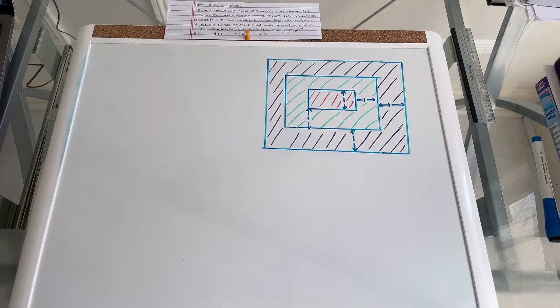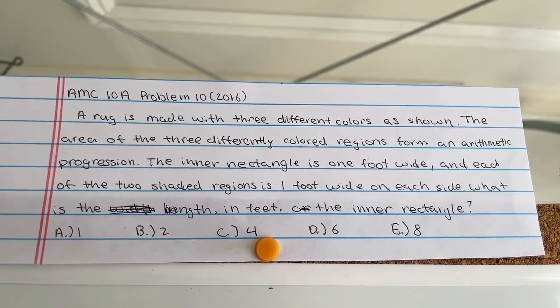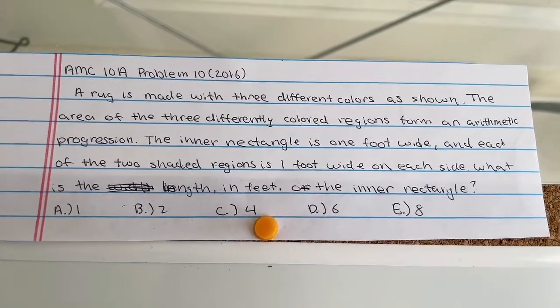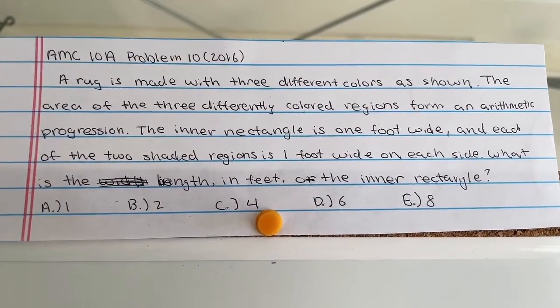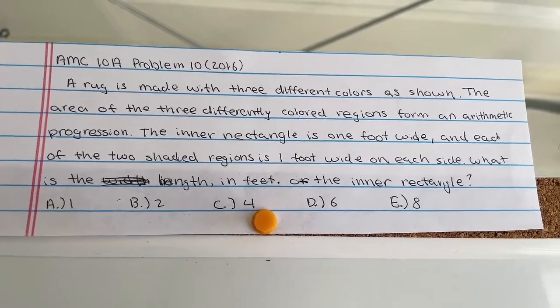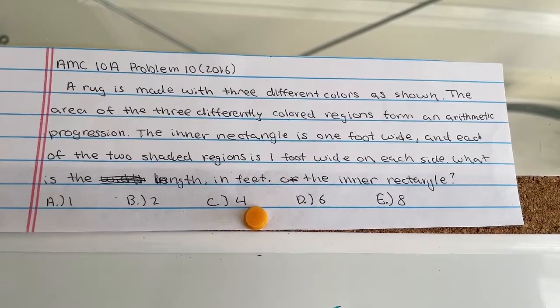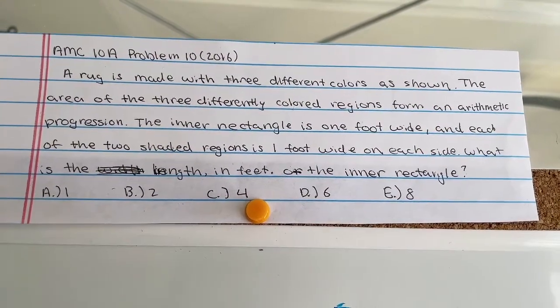This is AMC 10A Problem 10 of the year 2016. A rug is made with three different colors as shown. The areas of the three differently colored regions form an arithmetic progression. The inner rectangle is 1 foot wide and each of the two shaded regions is 1 foot wide on each side. What is the length in feet of the inner rectangle? And your answers are 1, 2, 4, 6, and 8.